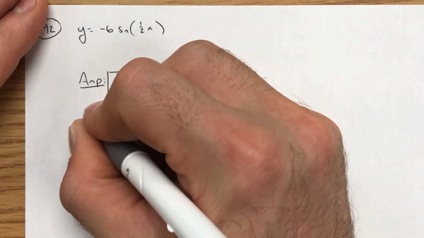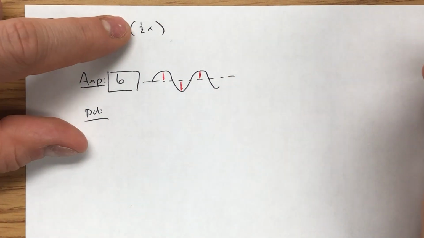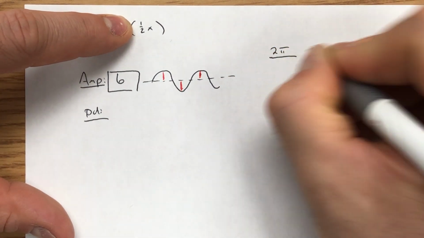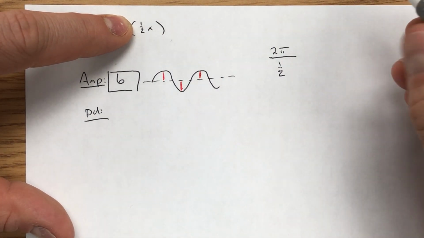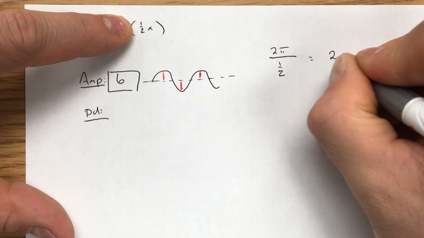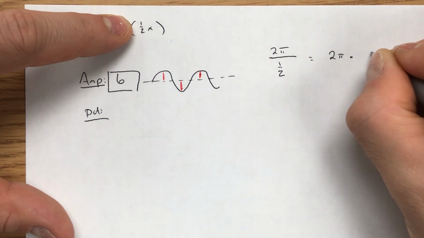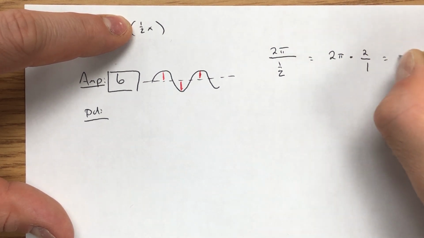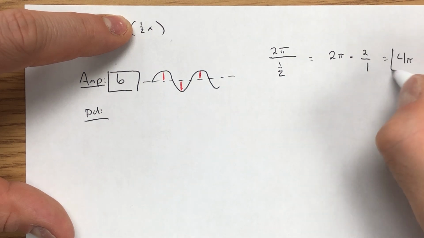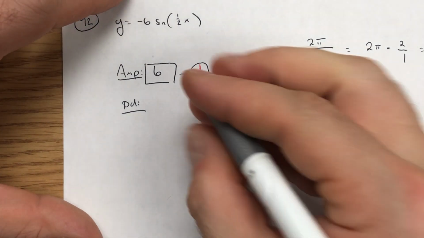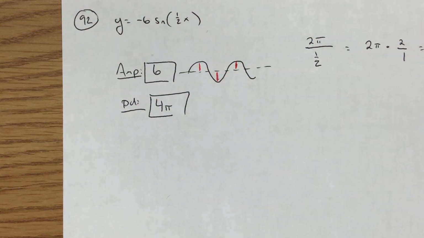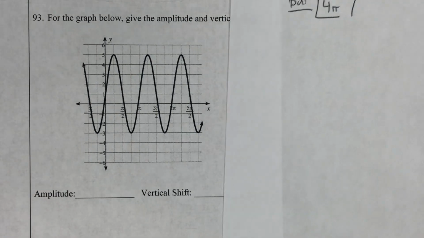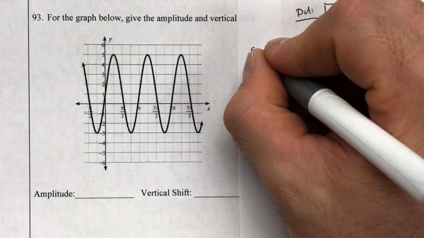Now the period will be, again, 2 pi divided by this coefficient, which is 1/2. I'm going to need to solve this complex fraction by keep, change, flip. 2 pi, change it to times, and flip this to 2/1, which is just 4 pi. So my period is 4 pi. There we go. Okay, and so that was 92. Let's take a quick look at number 93.